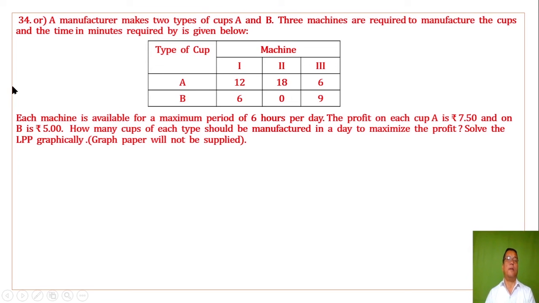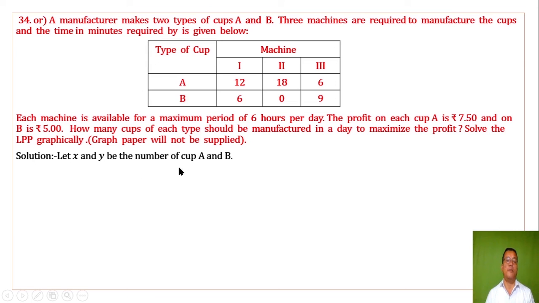Question number 34. A manufacturer makes two types of cups A and B. Three machines are required to manufacture the cups and the time in minutes required by each is given below. Type of cup A, B. Machines 1, 2, 3. Time in minutes: 12, 18, 6, 6, 9. Each machine is available for a maximum period of 6 hours per day. The profit on each cup A is rupees 7.50 and on B is rupees 5. How many cups of each type should be manufactured in a day to maximize the profit? Solve the LPP graphically. Graph paper will not be supplied. 6 marks.